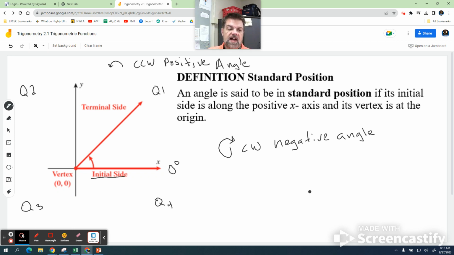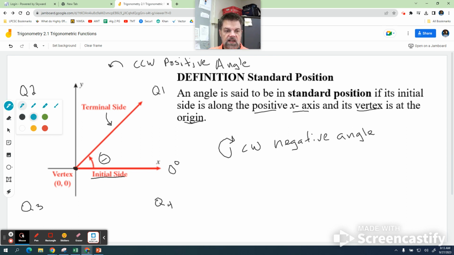Now, where the angle stops, so this would be the angle measure, theta. Where the angle stops is the terminal side. So the angle is said to be in the standard position if its initial side is along the positive x-axis and its vertex is at the origin. So that's the other thing too. The vertex, the corner right here, is always going to be here. So this is very important for trig. We're going to use this over and over and over again for the rest of the semester.